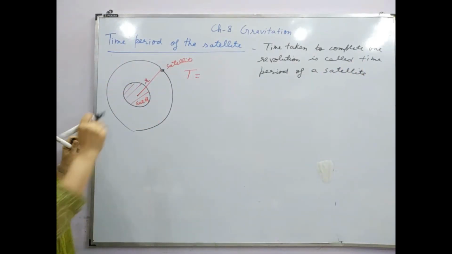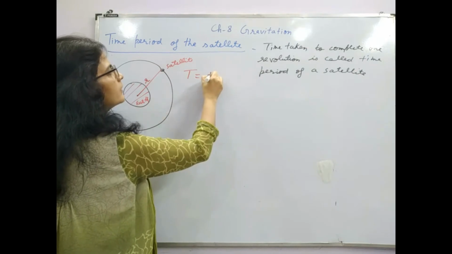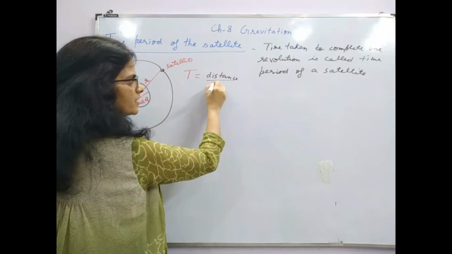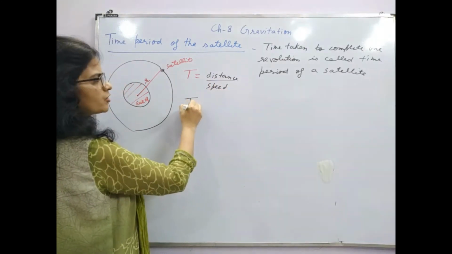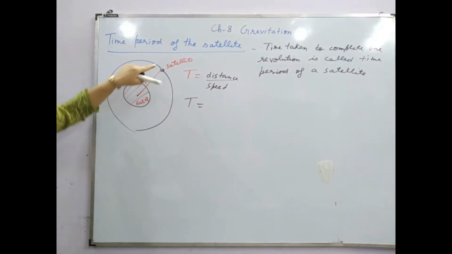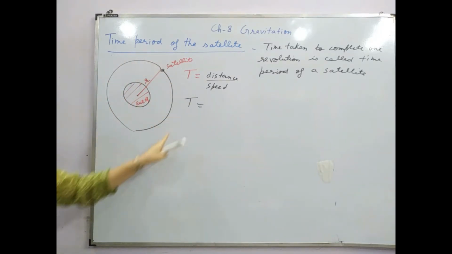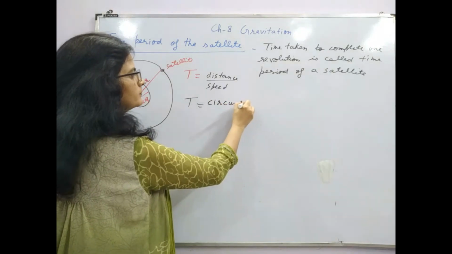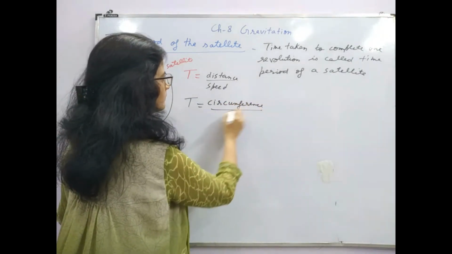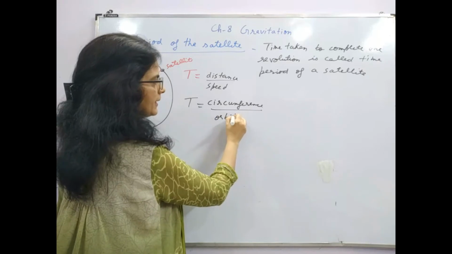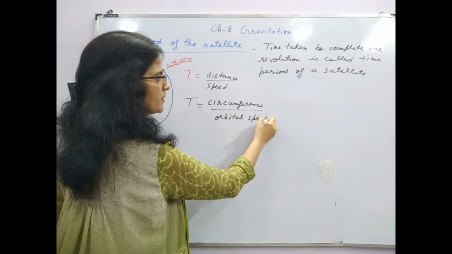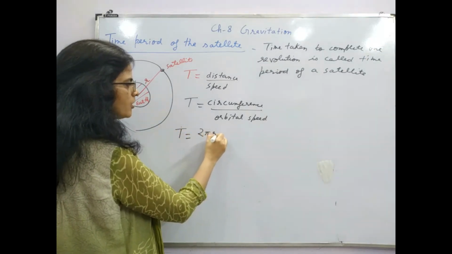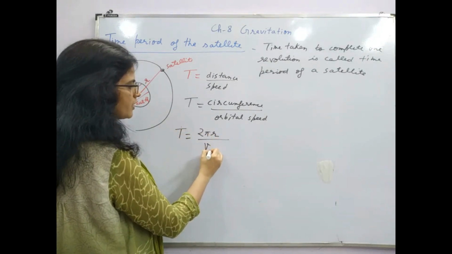So that means time is distance upon speed, right? So for time period, time means one complete rotation. So how much distance will the satellite cover? This will be equal to the circumference, and this will be the orbital speed or orbital velocity of the satellite. That means this will be 2 pi r upon orbital speed, v0.